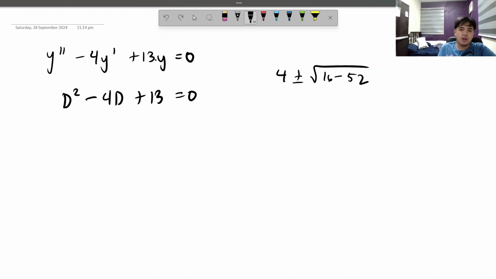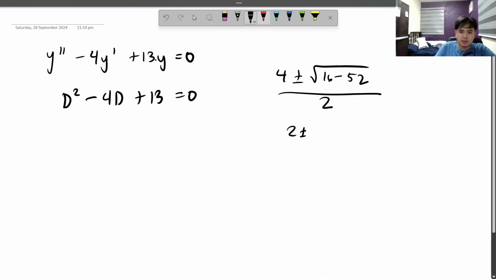So does that mean we're wrong? No. This just means that this is an imaginary number. We could continue here, so let's continue. 4 here becomes 2 plus or minus square root of 16 minus 52. Let's do a quick solve of that. It's 36. So that's 6. So it's negative 36 because we're doing that. So it's going to be 6i since it is under the square root. Then over 2, of course, because there's over 2 here. So it's 2 plus or minus 3i.